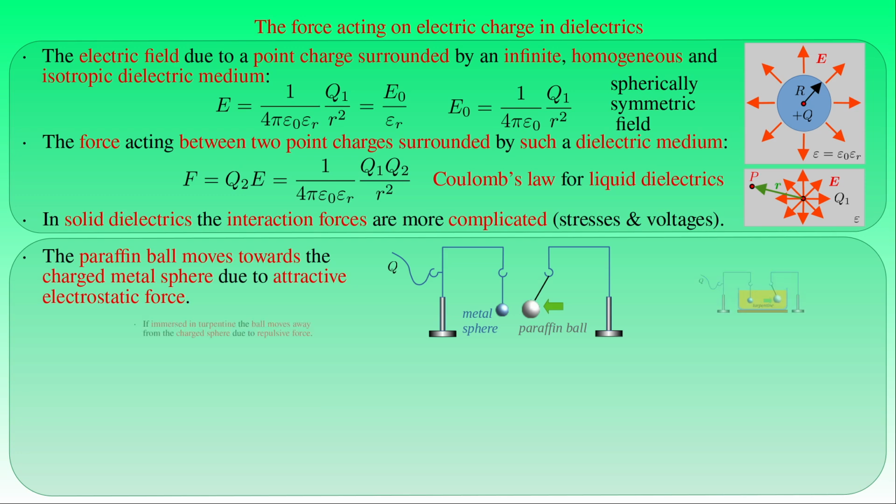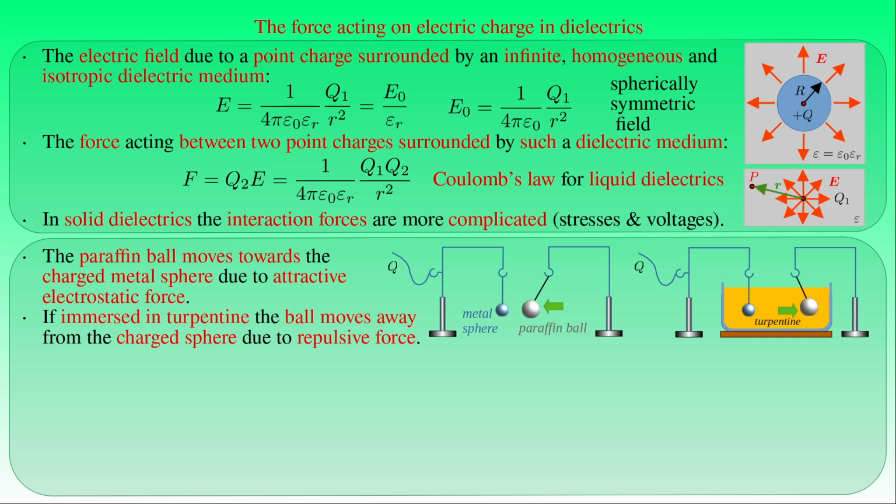However, if we repeat the experiment with the metal sphere and the pith ball immersed in turpentine, then we will find that the pith ball moves away from the charged metal sphere, indicating that there is a repulsive electrostatic force between the two bodies. This phenomenon can be interpreted by a greater degree of polarization in a substance with a greater dielectric constant. In the figure, ε1 denotes the absolute dielectric constant of the medium surrounding the bodies, and the absolute dielectric constant of the pith ball is denoted by ε2.